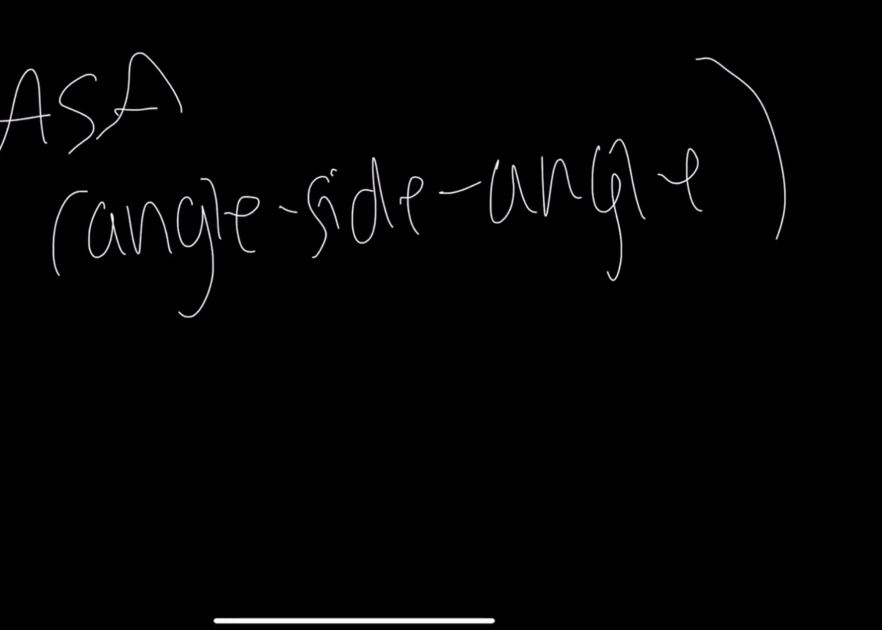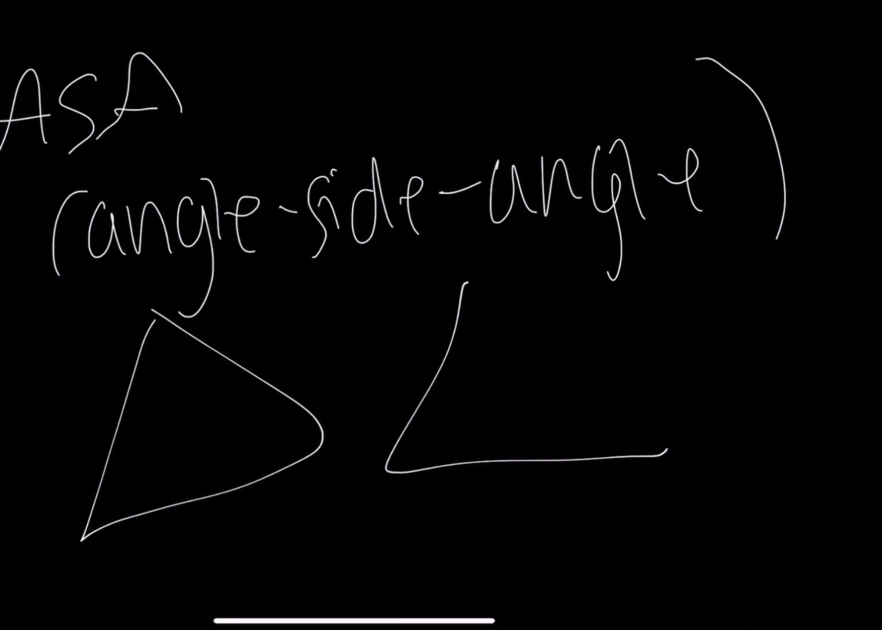Next is ASA, the angle side angle congruence theorem. If two angles and the included side of one triangle are equal to the corresponding two angles and included side of another triangle, then the triangles are congruent. The included side is the side in between the two given angles. If two triangles share two angles and the side between them, their overall shape and size must be the same.